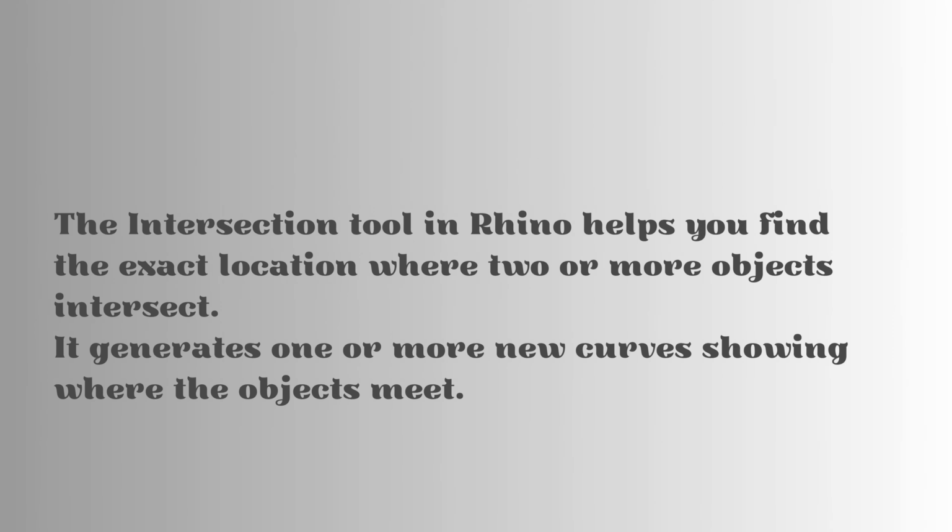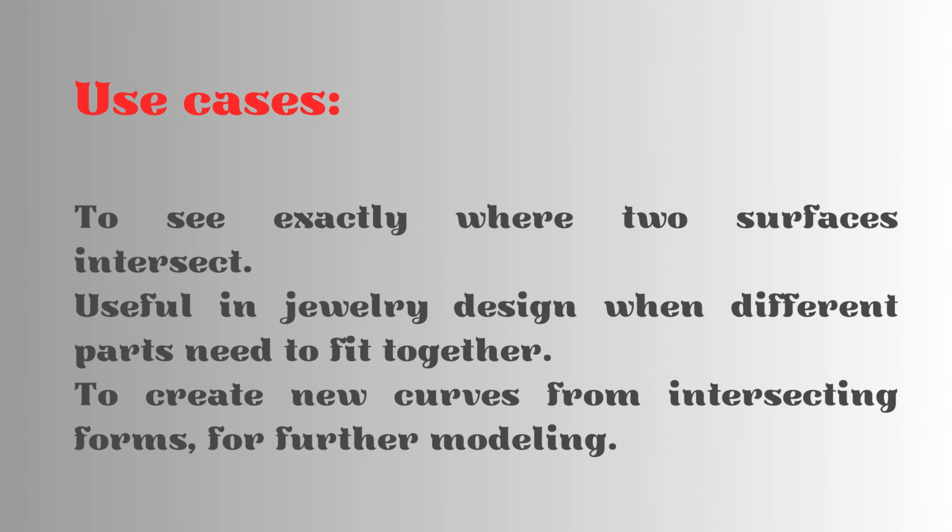Intersection. The intersection tool in Rhino helps you find the exact location where two or more objects intersect. It generates one or more new curves showing where the objects meet. To see exactly where two surfaces intersect, useful in jewelry design when different parts need to fit together, to create new curves from intersecting forms for further modeling.